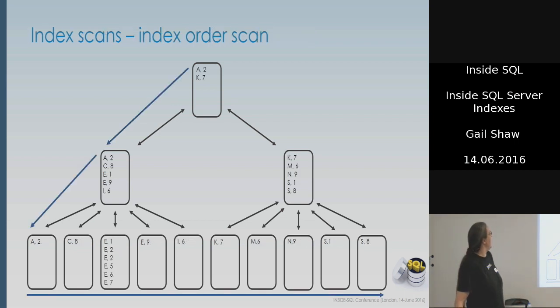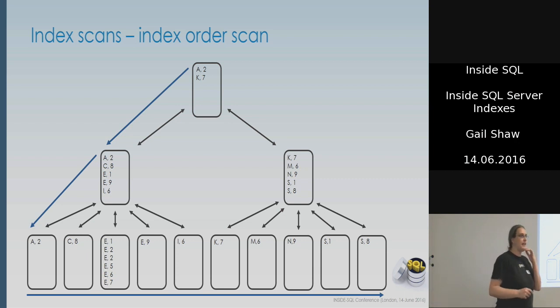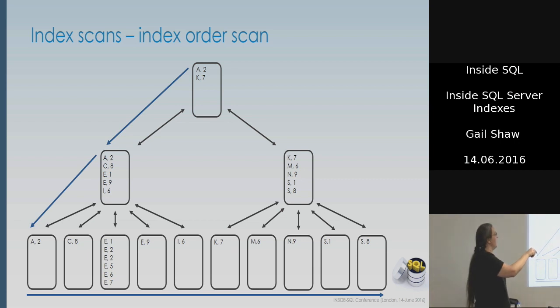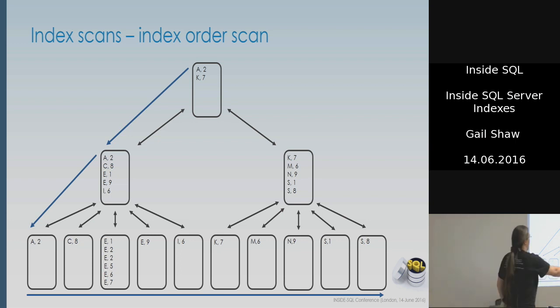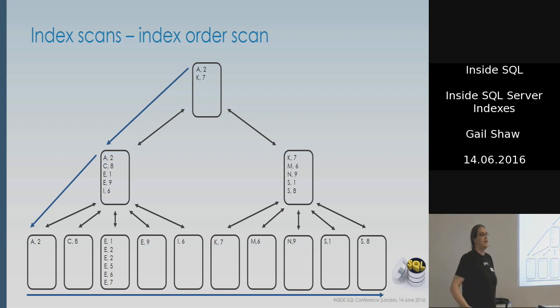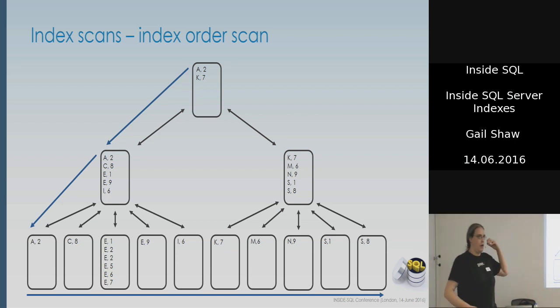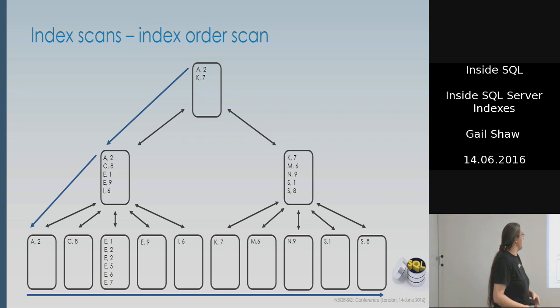All right, so an index scan. If we are doing a scan of an index, there's 2 ways SQL will do it. Option 1, we do what's called an index order scan. This is probably the more common one. What SQL will do is start with the root page of the index. It's not looking for a value, it's just looking for the first page. So it will navigate down the index tree trying to find the first logical page of the index, and it will read along the leaf level. That is an index order scan of an index.